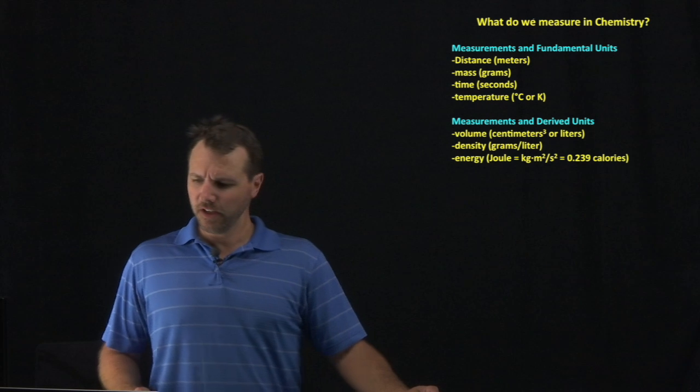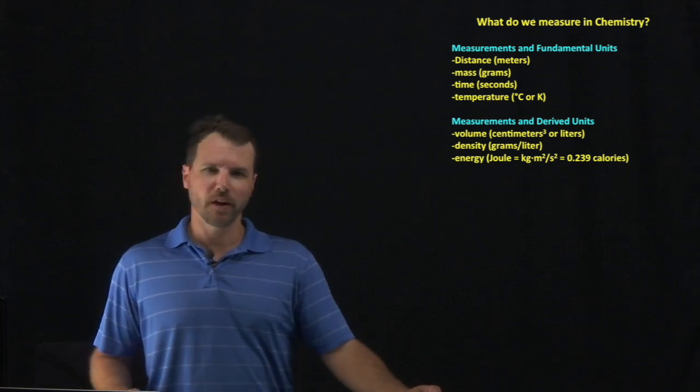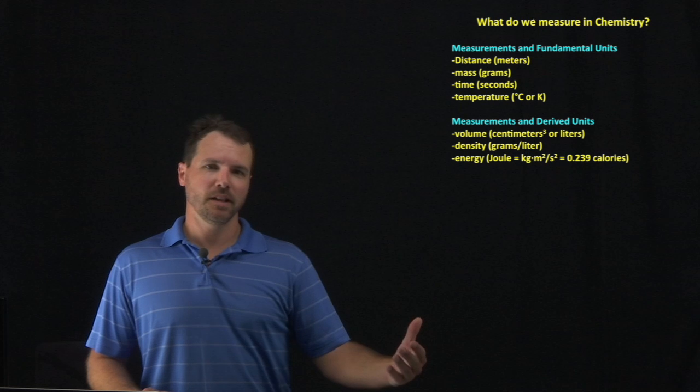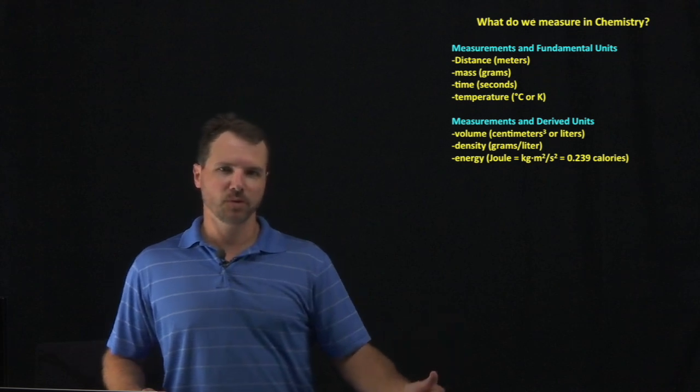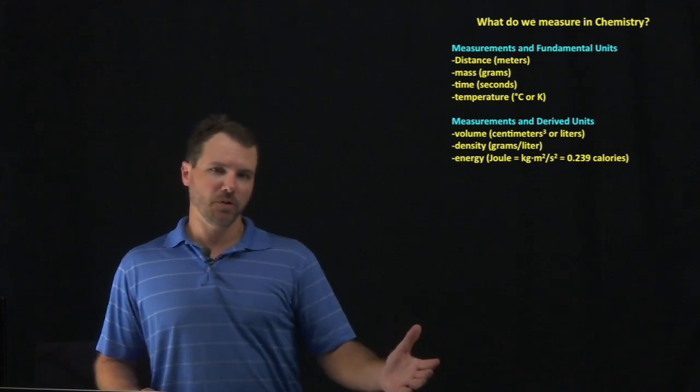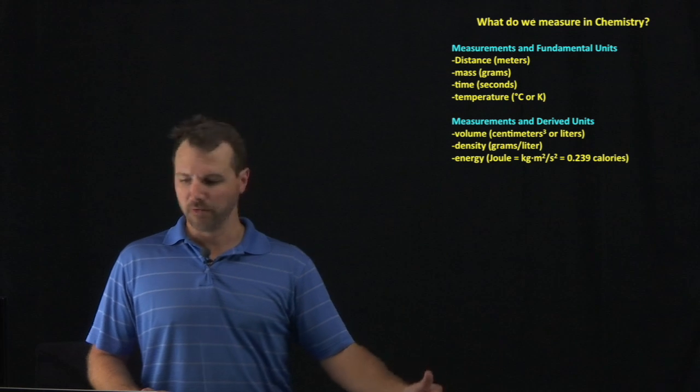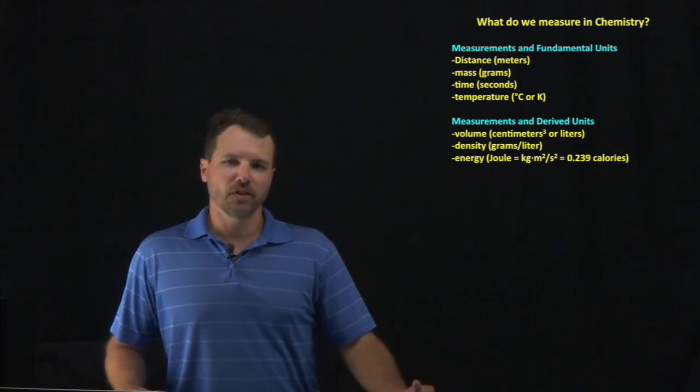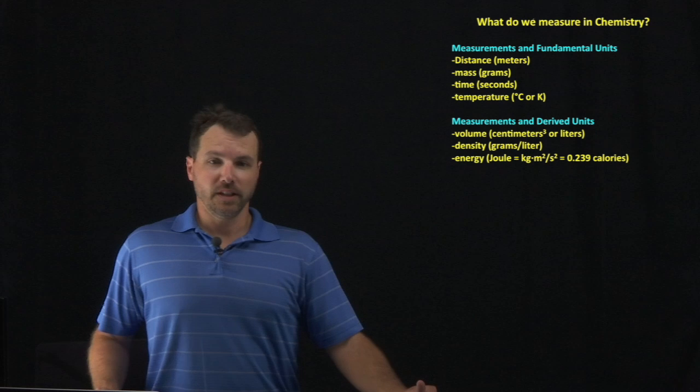Density is another derived unit that we'll deal with quite often in chemistry. So now we're combining mass with volume. So we have the fundamental unit mass combined with the derived unit volume. And then energy is another critical unit that we'll deal with frequently.